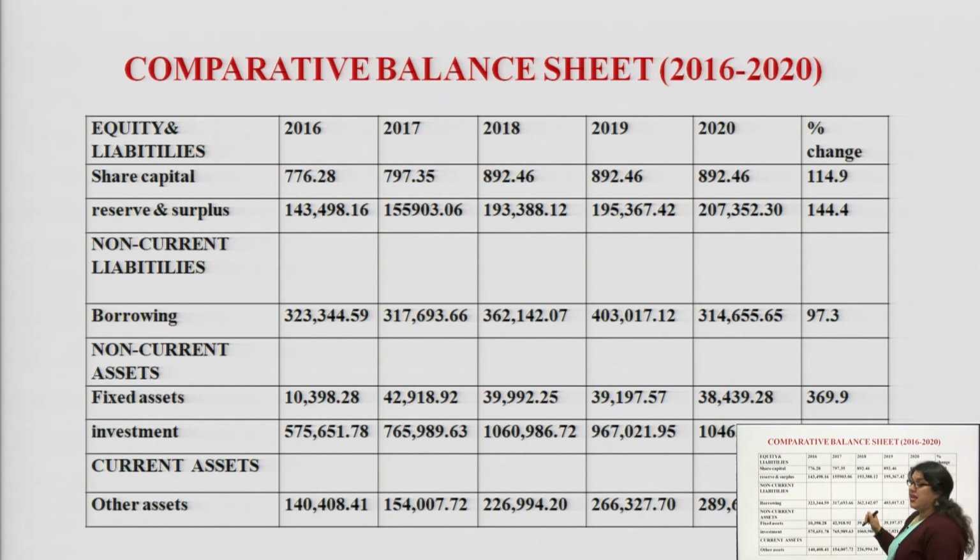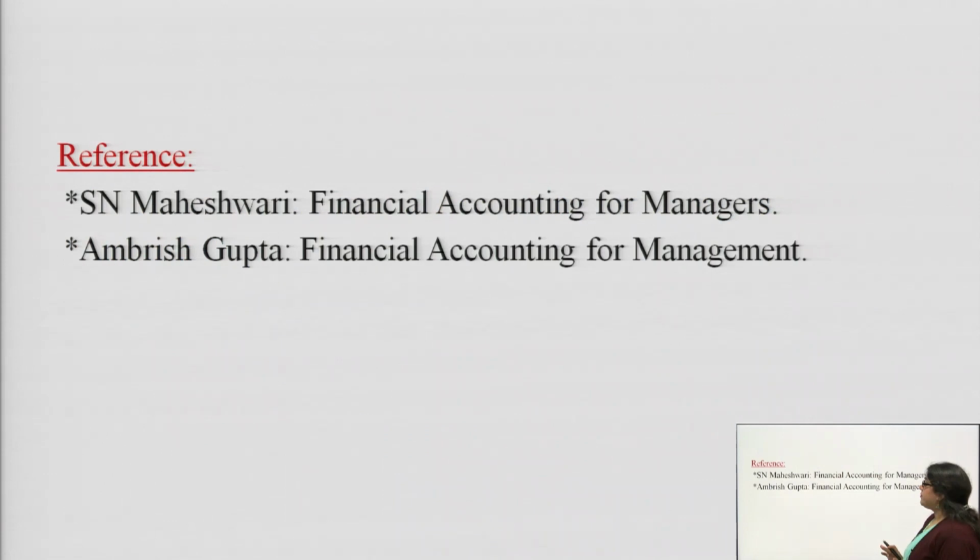We can compare the same thing with the other years also: 16, 17, 18, 19 and 20. Now, we have accumulated all the details, and by this format, you can analyze whether the SBI bank is growing or declining. We can see that there is a positive change of 114. There is a 144 change, 97, 3869, 181 and 206. So, this is the total change.